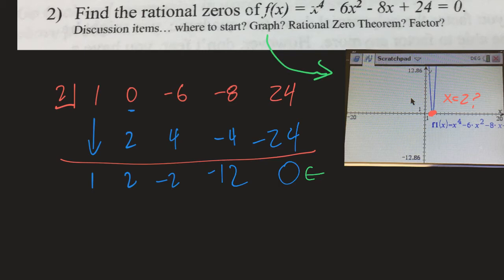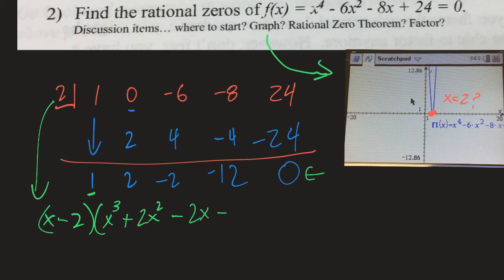Okay, so now that we got that 0, let's write out the factored form just so we can see where we're at right now. So this 2 leaves me with x minus 2 as a factor. And this, remember, is 1 power less than what we started with. So x cubed plus 2x squared minus 2x minus 12. Okay, and so here's where we're at.